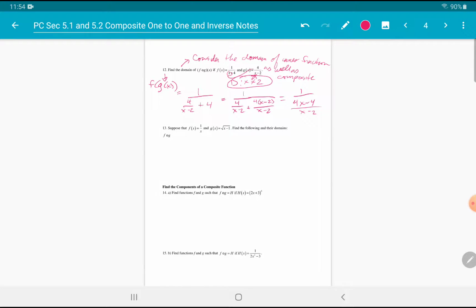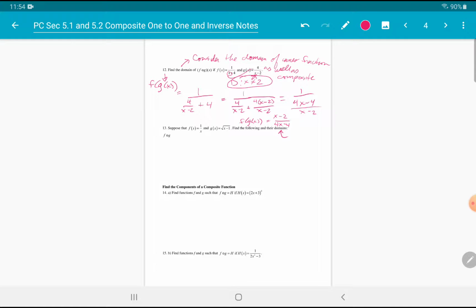Okay, and then simplifying further, we do have 1 divided by a fraction, so this is going to be the same as x minus 2 over 4x minus 4, like that. Okay. All right, so keep in mind that this is f of g of x. Since we're trying to find the domain, what is the domain of our composite function?